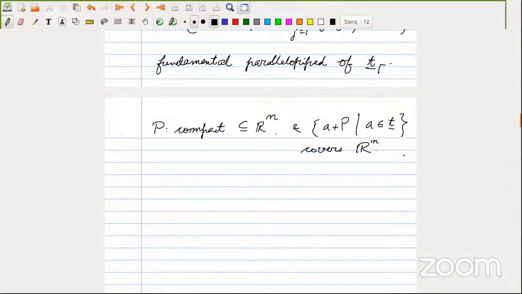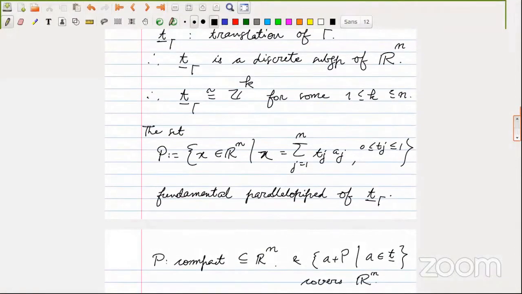In the definition of the set P, you have defined the set of all elements X belonging to R^n. So that means you are first fixing these points a1, a2, an, and then you are defining this set P, right? And what you are saying is that this is a fundamental parallelopiped of T gamma, but in the T gamma set, this is not a single point, there are so many points, a collection of points a1, a2, an. So is it true that this set is equal for any point a1, a2, an belonging to T gamma? No. Yeah, thanks for pointing this out. I should have mentioned this one.